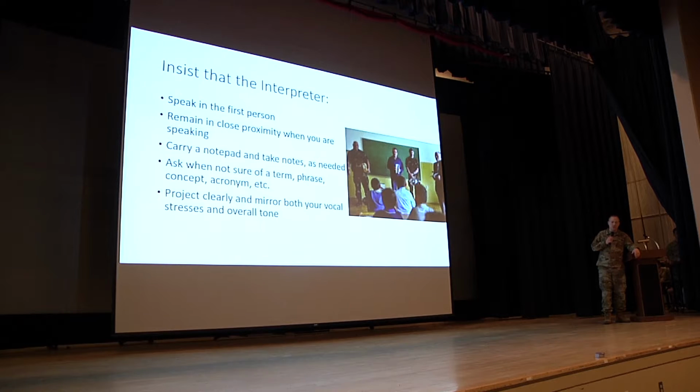Remain in close proximity when you're speaking. That's really important because even though you're trying to talk to that person, they're probably not going to look at you. They're going to be looking at the interpreter, but you always need to maintain eye contact with your subject and remain in close proximity. It doesn't really do much good for me to be trying to use an interpreter to stand next to me when the person I'm trying to talk to is over there.